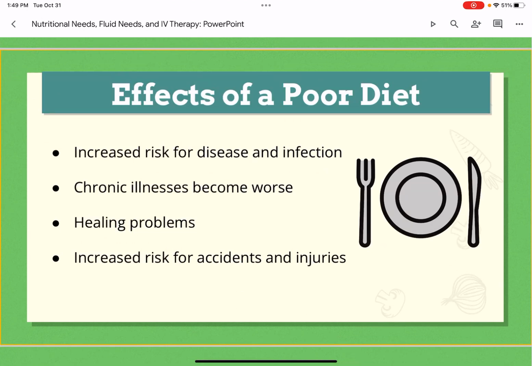A person's diet affects physical and mental well-being and function. The effects of a poor diet include increased risk for disease and infection, chronic illnesses becoming worse, healing problems, and increased risk for accidents and injuries.